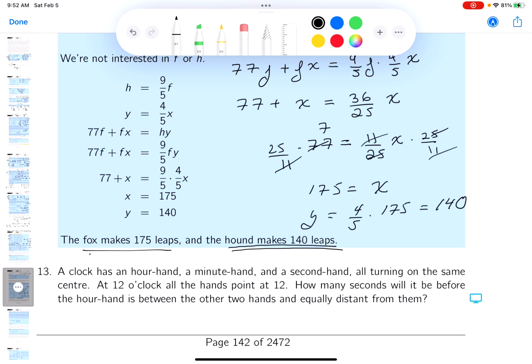Now, by the way, I realize that some people might want to say that you want to add on the original leaps to that, but we're talking about after the hound started the pursuit, all right? Because the fox was ahead at that point. So this is the answer, all right?